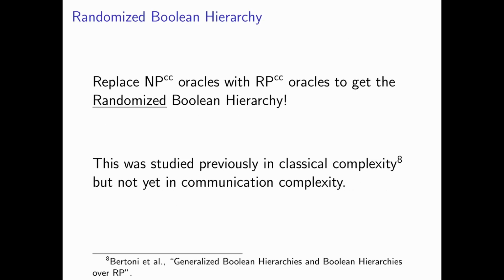An easy modification is to exchange NP with RP, the set of problems with efficient randomized algorithms with no false positives. This is the Randomized Boolean hierarchy. The Turing machine version of this hierarchy has been studied, but not the communication complexity version. This hierarchy is a natural way to model more RP calls, which you'll recall is our goal.